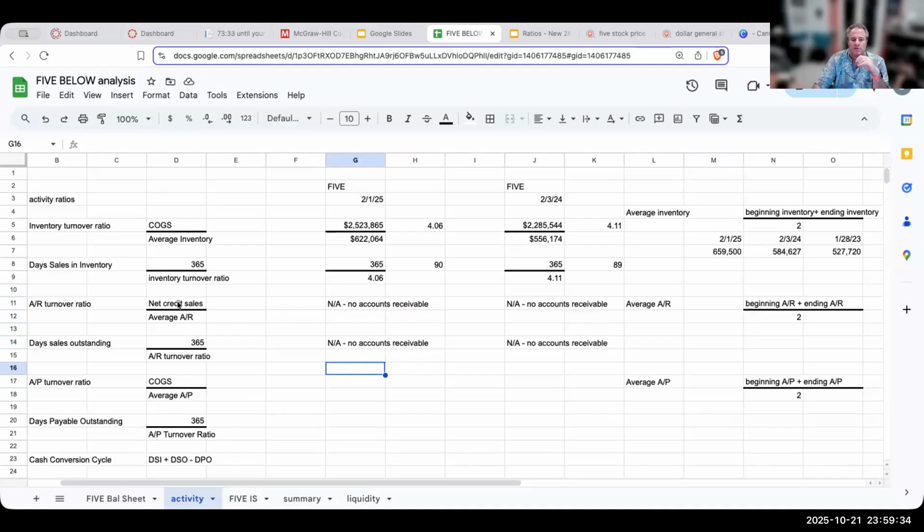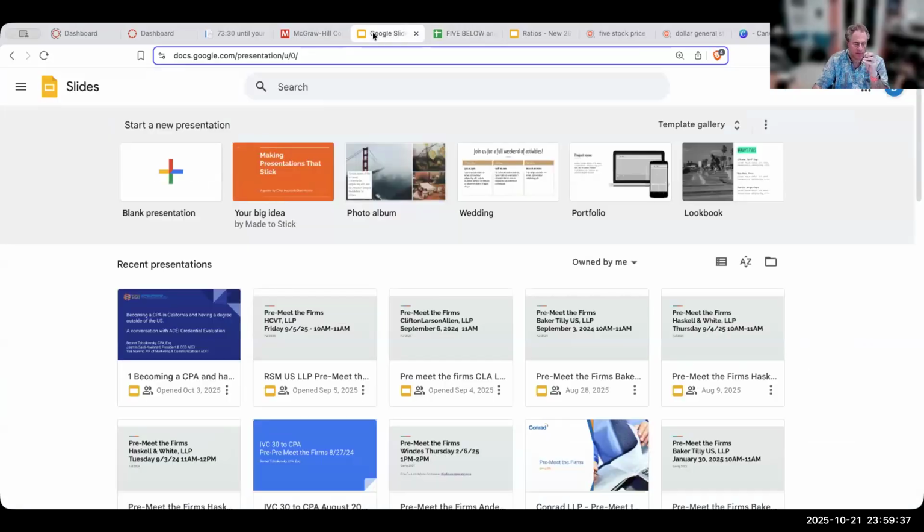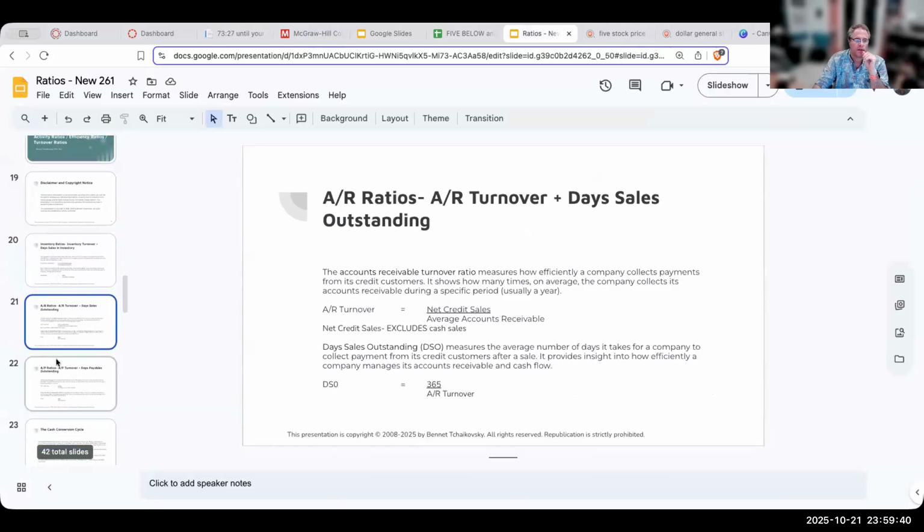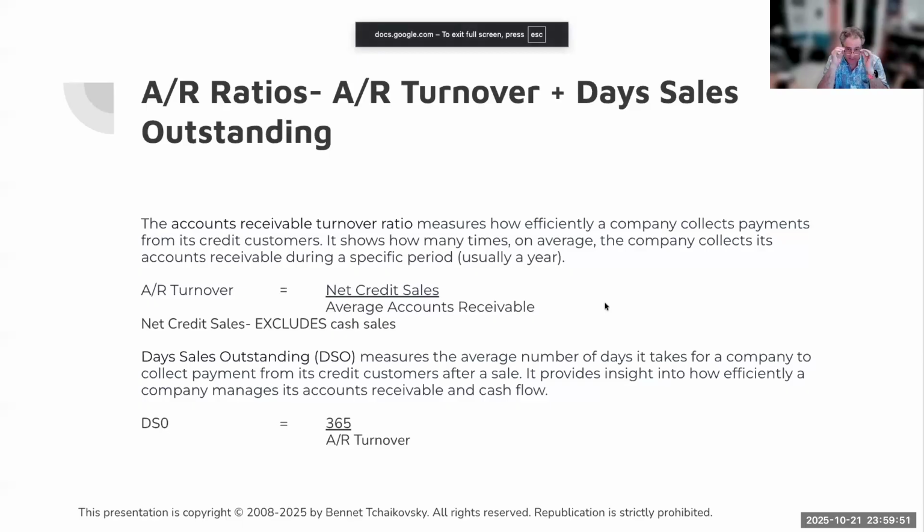Now, I also want to mention something here that's very, very important to note: you have to come up with net credit sales. And I want to look at this slide really carefully. The accounts receivable turnover ratio measures how efficiently a company collects payments from its credit customers. It shows how many times on average the company collects its AR during a specific period, usually a year. It's the net credit sales divided by the average accounts receivable, and it excludes cash sales.